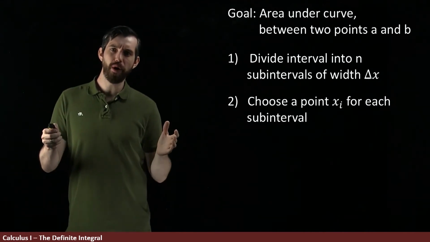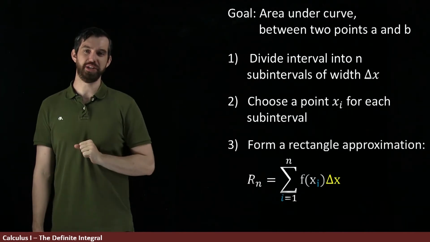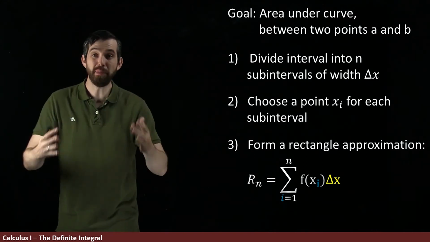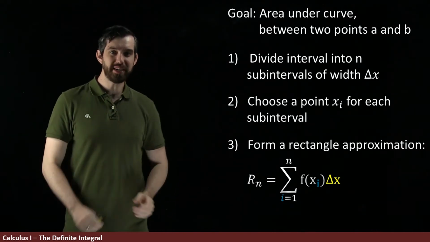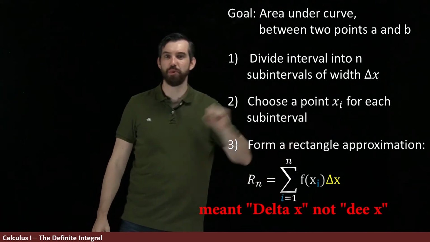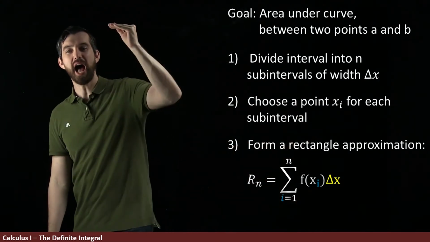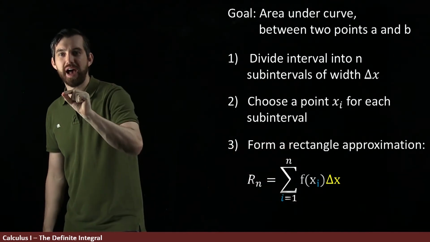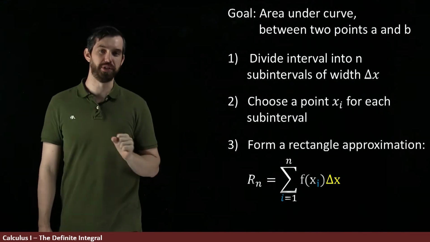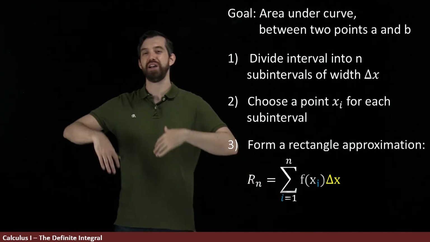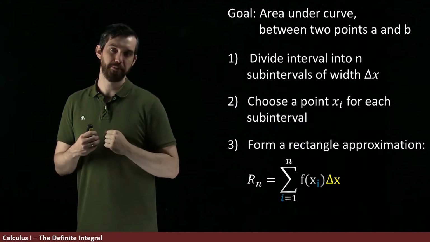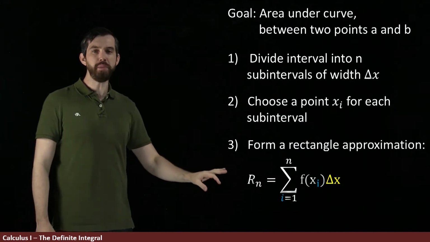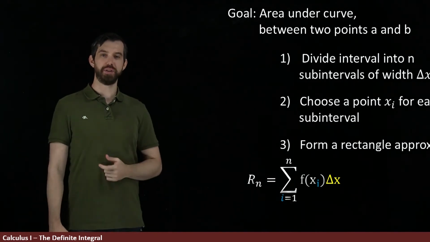And then we're going to form our rectangle approximation, and it's a sum. It's a sum of little rectangles. And those little rectangles have these widths dx, that's what we've already determined, and they have these heights, the function value at whatever points you've chosen. Usually the function value evaluated at, say, the right endpoint. So you get this formula for the rectangle approximation.